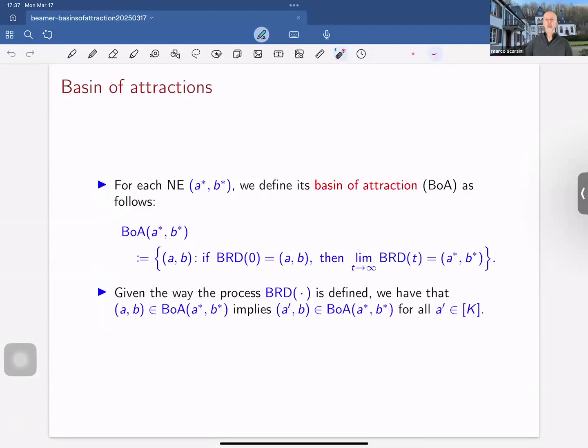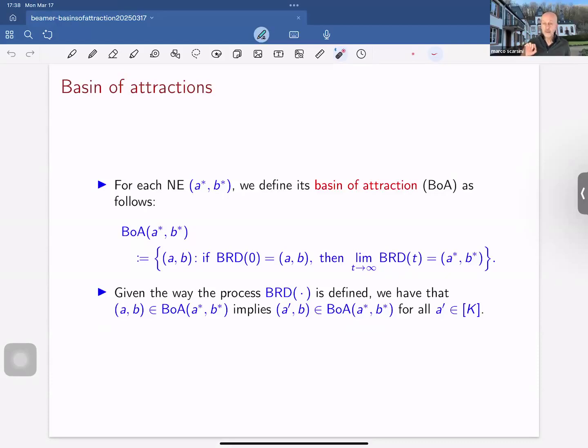Now, let's define the basin of attraction. What's the basin of attraction of the equilibrium A star, B star? It is all the initial points of the best response dynamic that lead eventually to A star, B star. Here I say limit for t to infinity, but as we said before, t doesn't go to infinity because the process stops in at most 2k steps. So when a point is reached, you can imagine that as time goes by, you stay there.